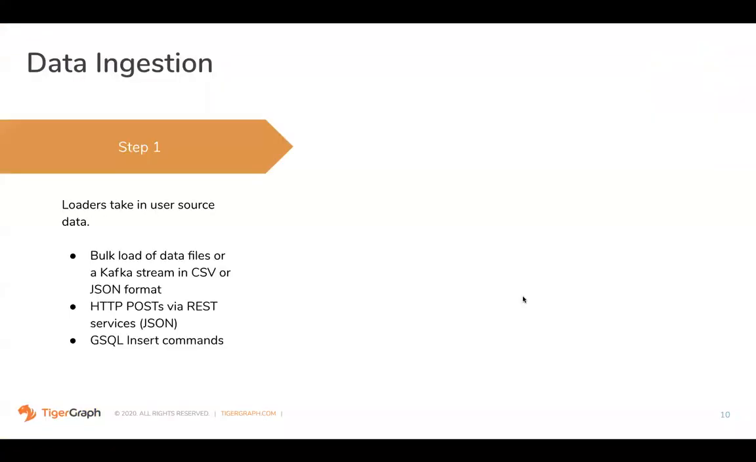So let's quickly go over what the ingestion process looks like. As I mentioned, there are different ways to bring in the data. The three key ways: you can bulk load the data through a bunch of files using one of our loaders, or you can bring in a Kafka stream. The formats supported for this are CSV or JSON. The second way is through the REST services with an HTTP POST request. Here the request has to be in JSON format. And the third is the GSQL INSERT command, which is basically an end user running a GSQL INSERT statement.